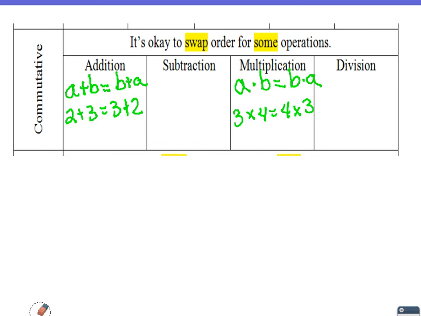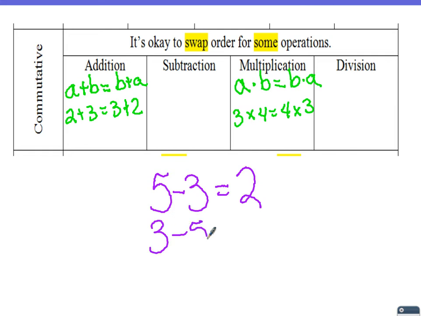For subtraction, let's see if it works. 5 take away 3 equals 2. 3 take away 5. Uh-oh, that does not equal 2. So subtraction? No. We cannot do it for subtraction.